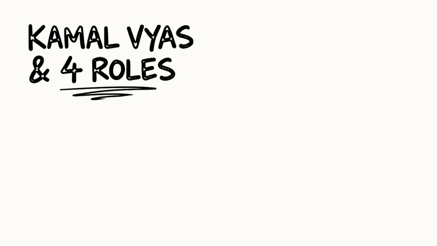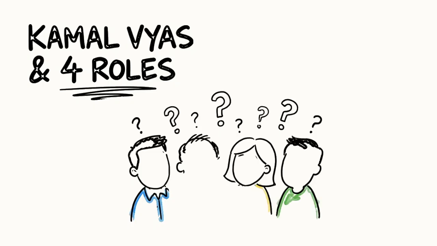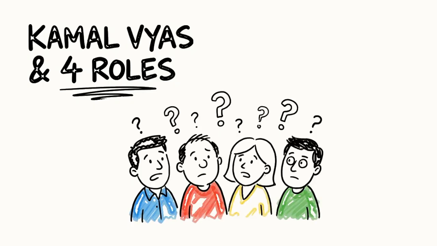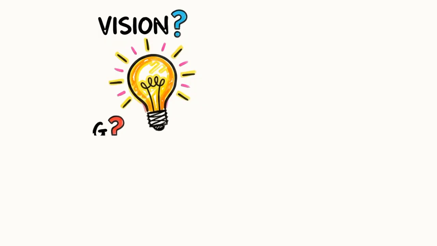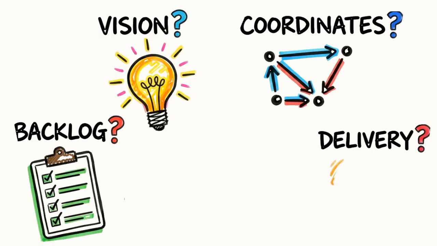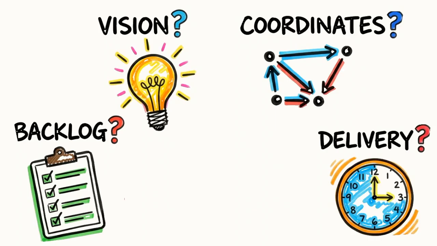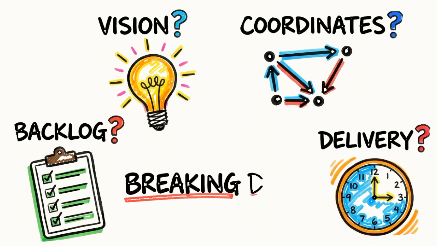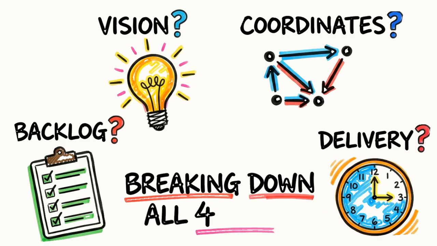Product Manager, Product Owner, Program Manager, and Project Manager. These four roles often sound similar, and that's exactly why so many people get confused. Who defines the vision? Who manages the backlog? Who coordinates across teams? And who makes sure delivery happens on time? In this video, we'll break down all four roles in simple language, explain what each one does, when they come into the picture, and what happens if one of them is missing.